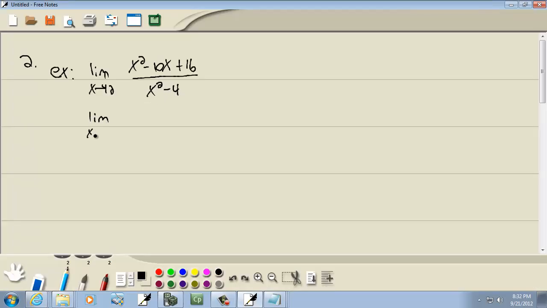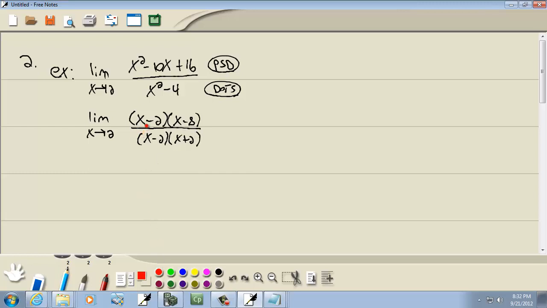Now the first thing you do with this problem type is you factor your top part and you factor your bottom part. Now this top part is the PSD method, and this is the difference of two squares. Of course, if you don't know how to factor, then you go back and watch that video on factoring. So this is x minus 2 times x minus 8, and this one factors as x minus 2 times x plus 2. Now after we've factored it, then you cancel what they have alike. See how these both have an x minus 2? So this is going to cancel away. And we got the limit as x goes to 2 of x minus 8 over x plus 2.